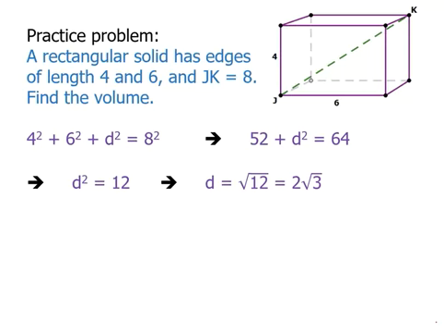And again, if simplifying square roots is something new to you, please watch the video on simplifying square roots in the powers and roots section. That's where it's discussed in detail. So the depth is 2 root 3. Well, now we have the height, the width, and the depth, so we can just multiply those together. 4 times 6 is 24, times 2 is 48. We get 48 root 3, and that is the volume.